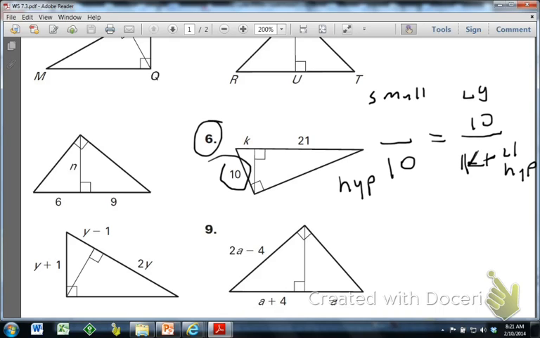So K plus 21 is the hypotenuse of the large triangle. What is the 10 for the large triangle? Well, it is the shortest side of the large triangle. So then we have to ask ourselves the question, what's the short side of the small triangle? That's K. So that's our proportion. We have K over 10 equals 10 over K plus 21. Now at this point, in order to solve for K, we've got to be able to solve the proportion. And I'll leave that for you.